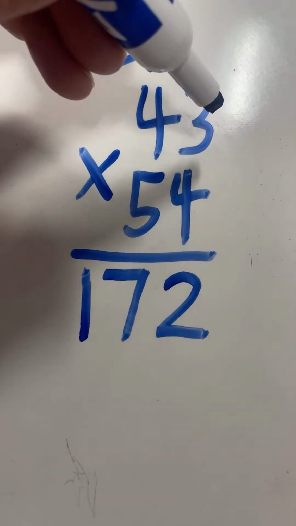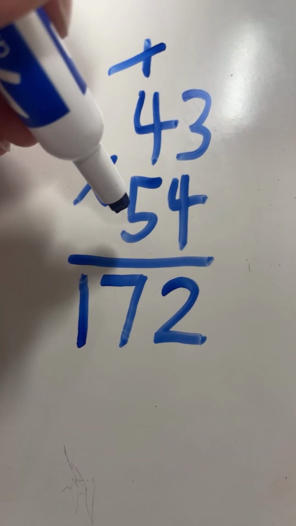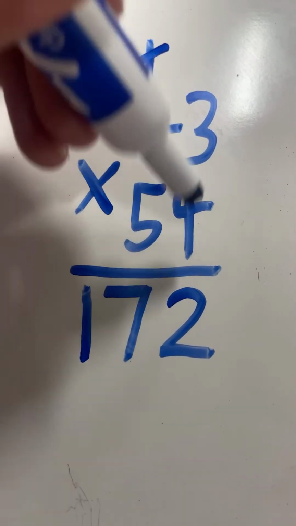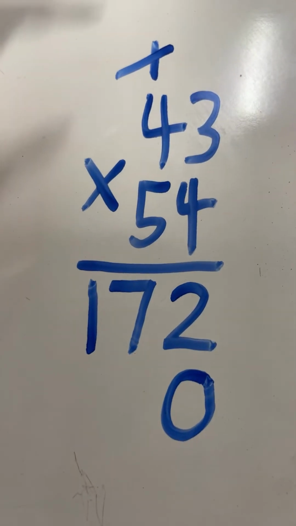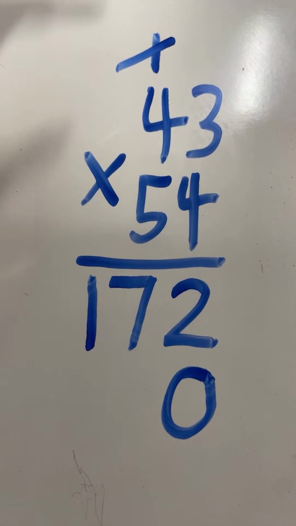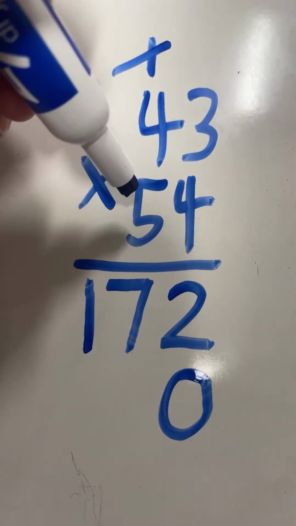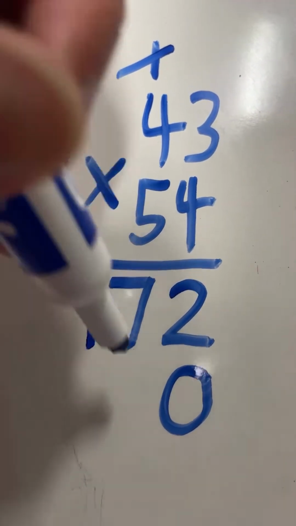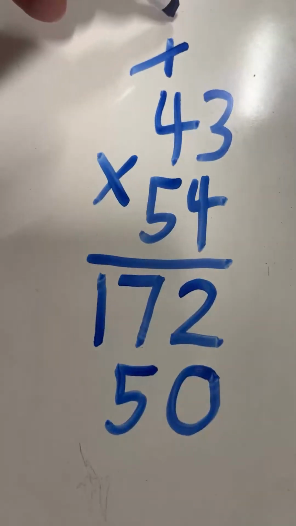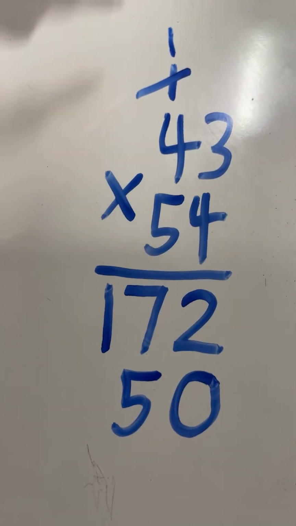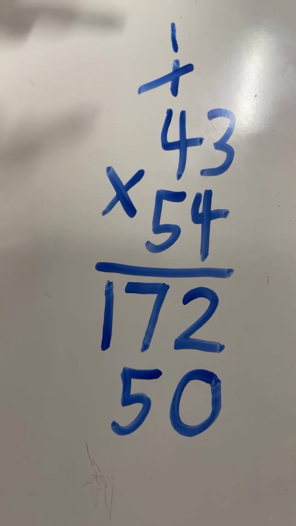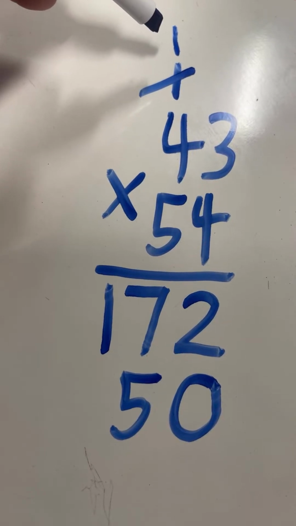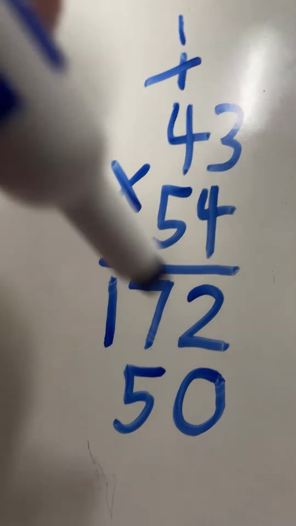Next, we have to multiply the top 2 digits times the bottom digit in the tens place. Since we already multiplied the 2 digits in the ones place, we're going to put a 0 in the ones place. 3 times 5 equals 15. 5, carry the 1. 4 times 5 equals 20. We have to add the 1 that we carried over. 20 plus 1 equals 21.